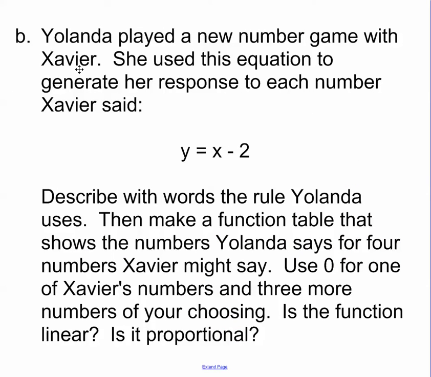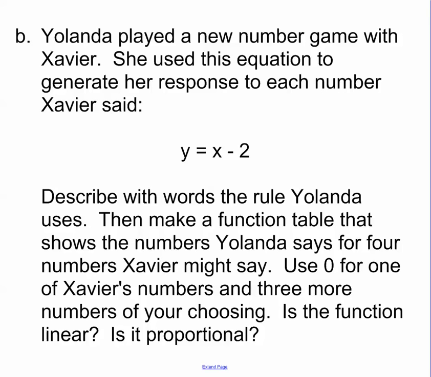Okay. Yolanda played a new number game with Javier. She used this equation to generate her response to each number Javier said: y equals x minus 2. Describe with words the rule that Yolanda uses, then make a function table that shows the numbers Yolanda says for 4 numbers Javier might say. We're going to use 0 for one of Javier's numbers and 3 more numbers of our choosing. Is this function linear and is it proportional? Okay.